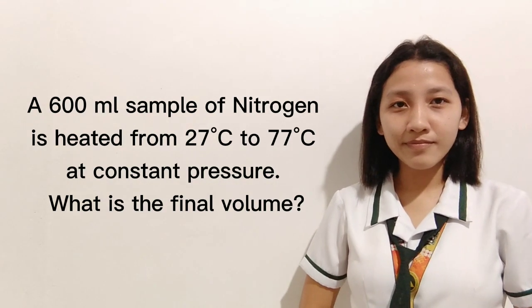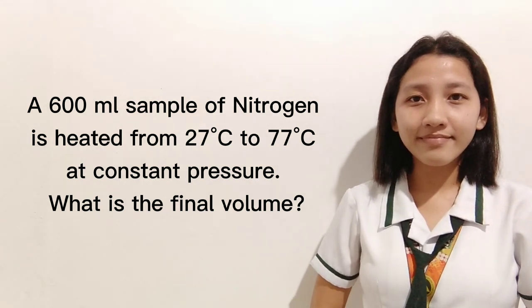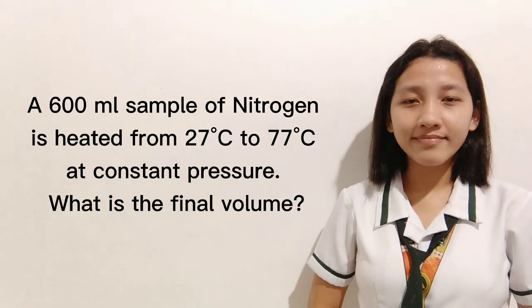In order to understand further the concept of Charles' law, let us try solving this problem. A 600 ml sample of nitrogen is heated from 27 degrees Celsius to 77 degrees Celsius at constant pressure. What is the final volume?